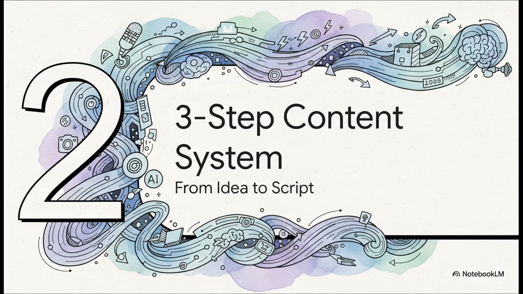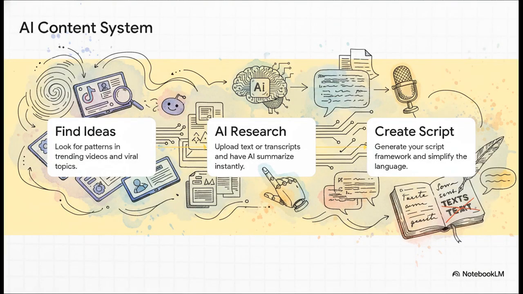Moving right along to Section 2, the 3-step content system. Now, what's really interesting about this is how beautifully simple the workflow actually is. Here's the sequential playbook. Step 1, find viral ideas. Please, whatever you do, do not just sit down and guess what might go viral. Look for patterns in what's already crushing it on TikTok or Reddit. Step 2, use AI for research. Instead of manually reading for hours, just feed articles or transcripts right into your AI and ask it to summarize the patterns instantly. And Step 3, create the script.